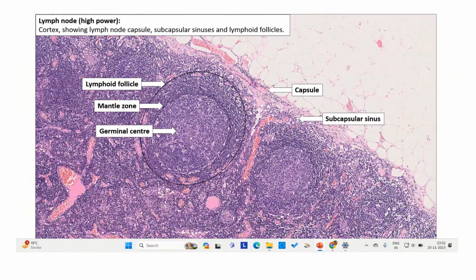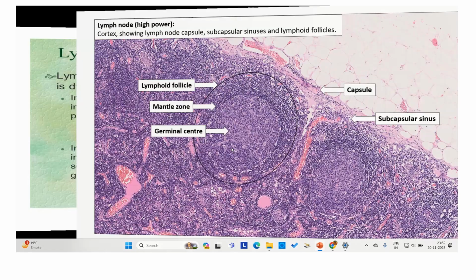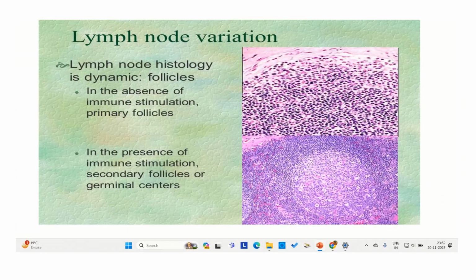So this is an enlarged view. This is the light staining germinal center where active B lymphocytes are present. This is the mantle zone, which is surrounding the germinal center, and this is the peripheral zone where there are resting lymphocytes. And you can see this is the capsule and this is the subcapsular sinus. And here you can see the variability of the cortex. In the absence of antigen stimulation, this is a primary follicle. In the presence of antigen stimulation, this is a secondary follicle where you can see there is a germinal center, mantle zone and the peripheral zone.